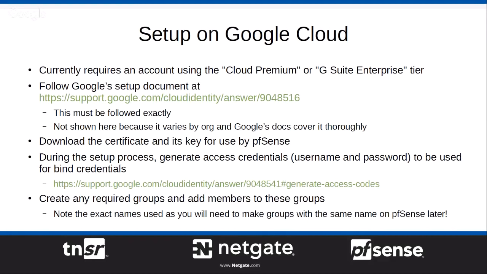As part of that setup process, you will want to generate some access credentials and download certificates. When you download the certificate, I believe it has a separate file for the certificate and the key, and I think it's in PEM format already, so you shouldn't have to worry about converting it or doing anything crazy there. During the setup process, it will generate access credentials because you do need bind credentials, and that's what we're going to use them for. It'll be a username and password, and I believe it randomly generates that for you.